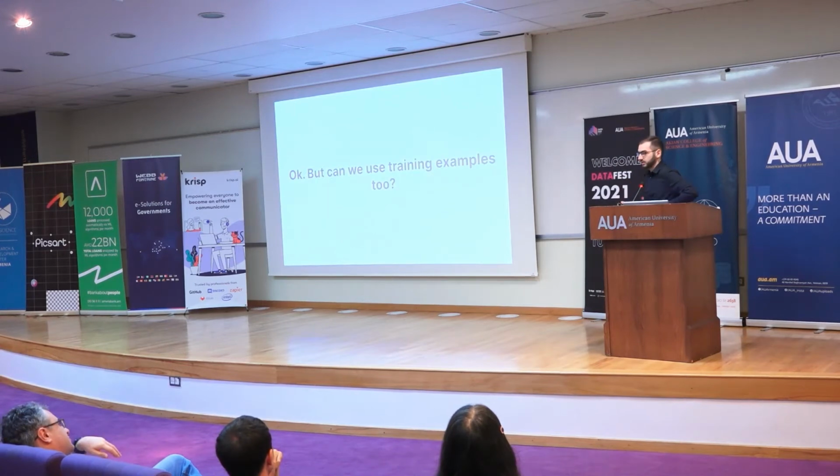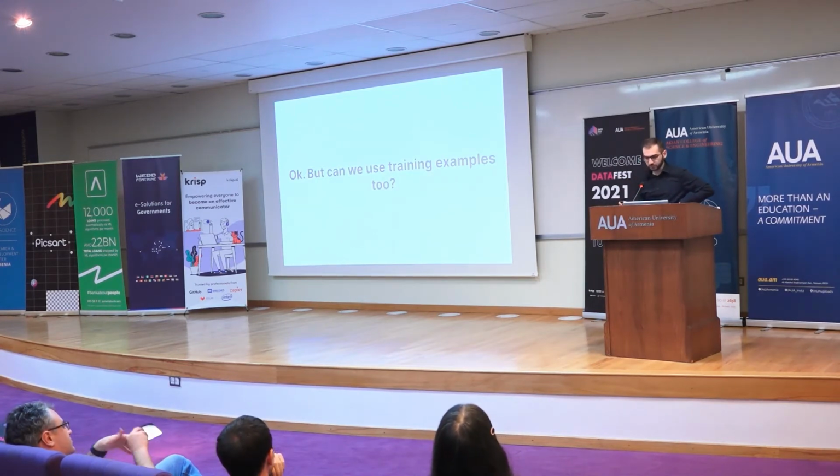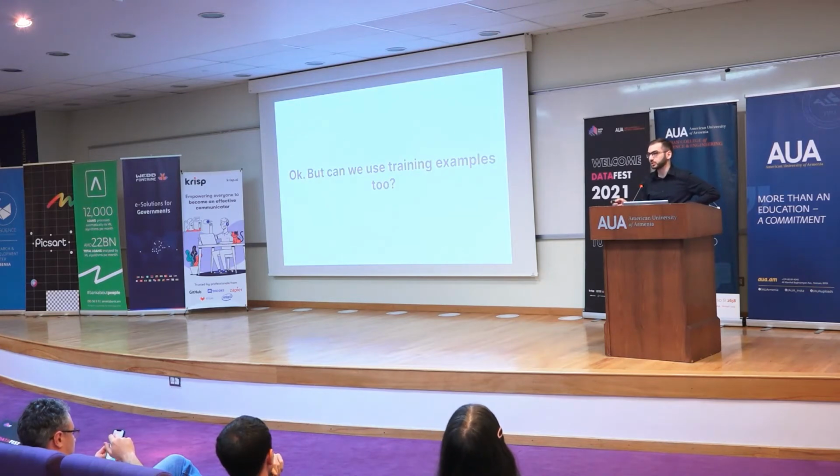Okay, so all these tricks show us how to use these in a zero-shot setup. So basically no training data is available. But can we also use training examples to make our models better? It turns out we can.